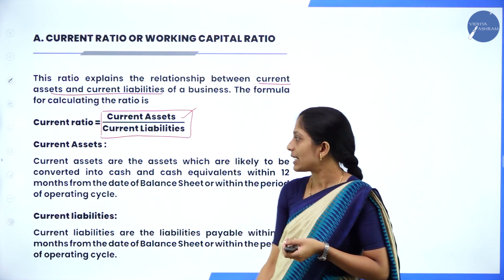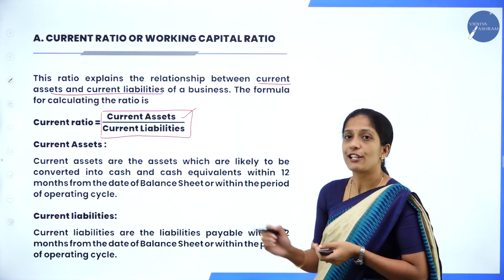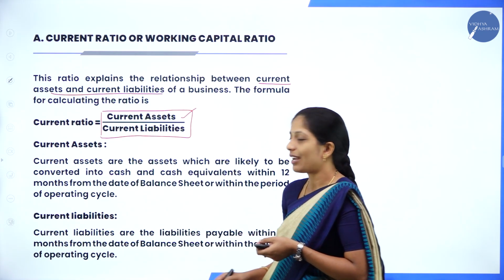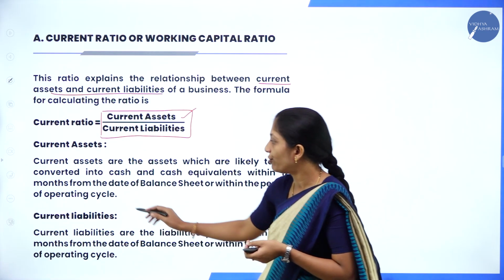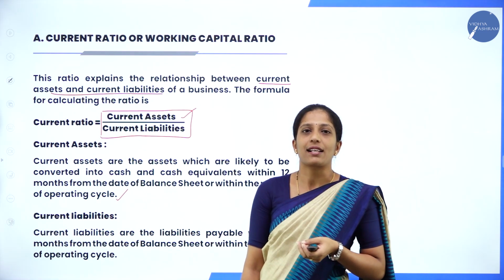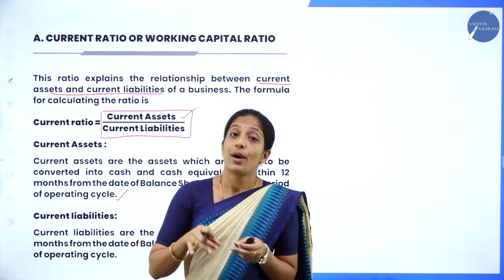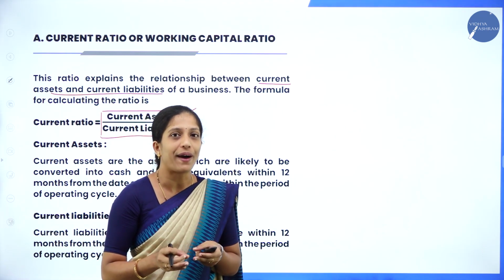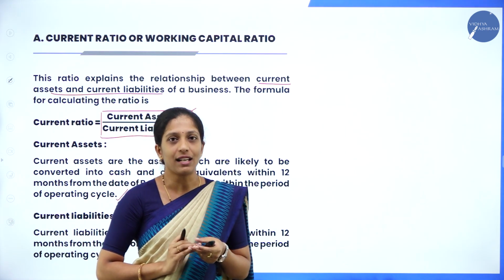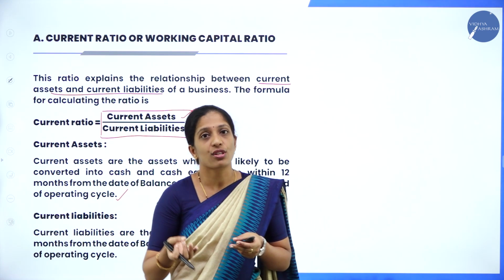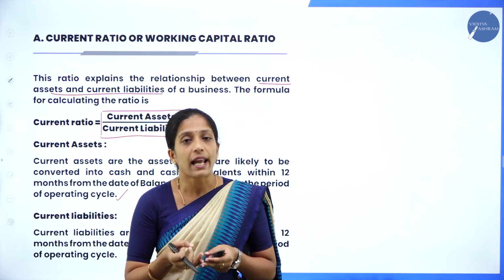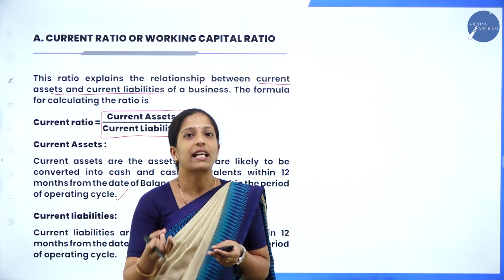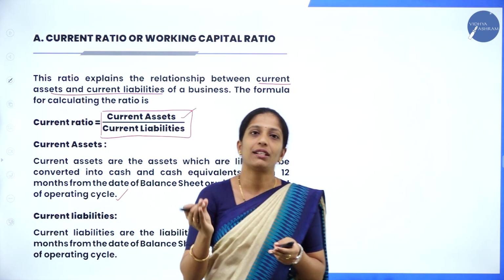Now let us see what current assets are. Current assets are the assets which are likely to be converted into cash or cash equivalents within 12 months from the date of balance sheet or within the period of operating cycle. So, these are the assets of the business which can be converted into cash or cash equivalents within 1 year, that is within 12 months. They are all considered current assets. The best example will be your debtors, bills receivable, cash, bank; all these are current assets which can be converted easily into cash or cash equivalents within 12 months.